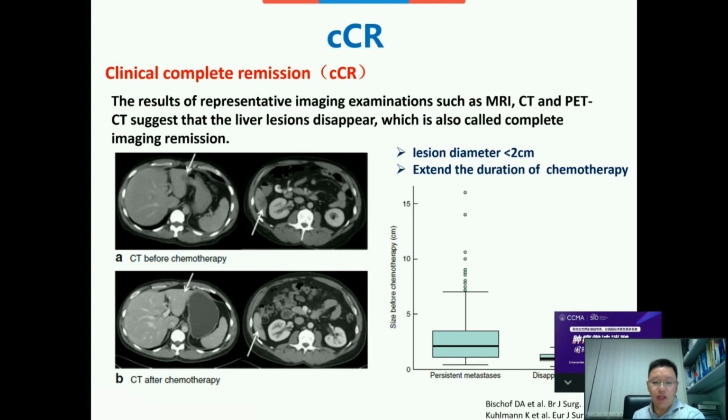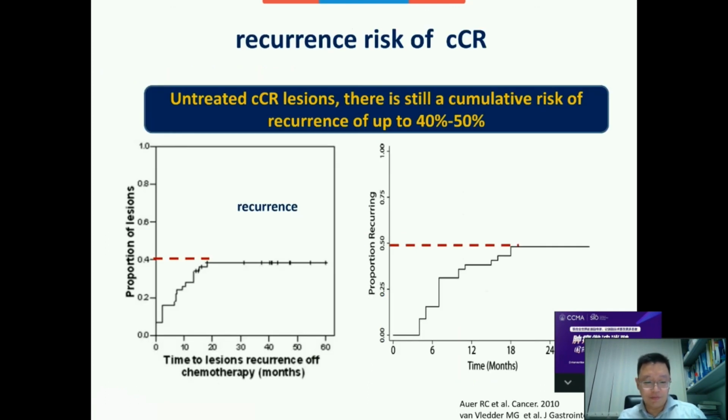Why do we worry about the lesion disappearing after chemotherapy and adopt early ablation treatment? This kind of imaging disappearance is called clinical complete remission, or CCR, not true pathological complete remission. Once the lesion disappears on imaging, it brings difficulty to subsequent surgical treatment, especially laparoscopic surgery. If disappeared lesions are not treated, the cumulative risk of recurrence is up to 40 to 50%.